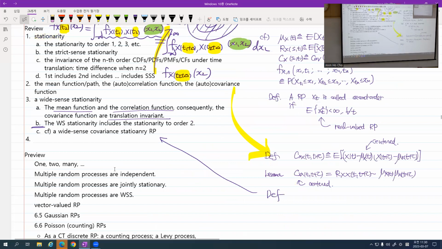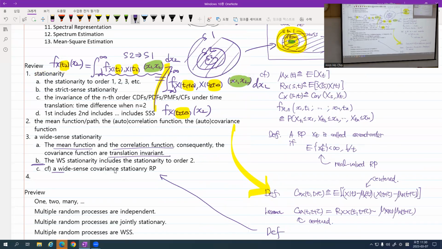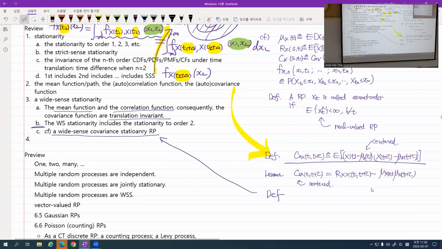What else? Now, so this is the last one. In terms of the autocovariance function, we define a wide-sense covariance stationarity. We defined wide-sense stationarity. What's the definition? The definition consists of two lines: mean path constant, autocorrelation function a function of time difference. Got it? If you recall my definition of autocovariance function, what would be wide-sense covariance stationarity? Stationary. And the stationarity means that this autocovariance function is a function of time difference, which means that there exists a single variable function that is equal to the two-dimensional function.